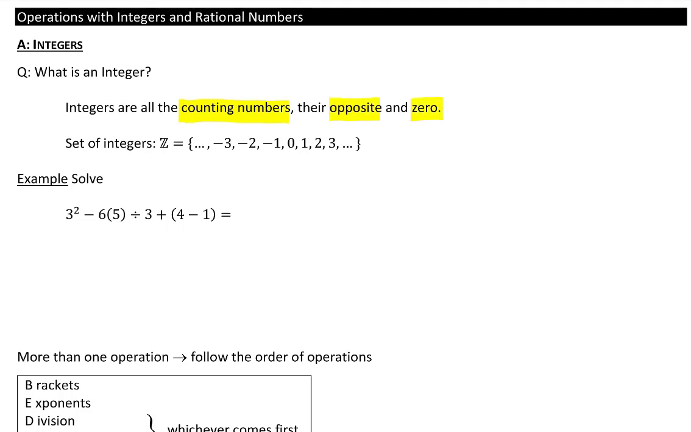The set of integers is given the symbol Z, which you don't need to worry about, but what you need to know is that examples of integers are 0, -1, +1, -2, +2, and so on. So what I'd like you to try now is to solve the following example: 3 squared minus 6 times 5 divided by 3 plus, in brackets, 4 minus 1. Pause this video and try to solve this expression without a calculator.